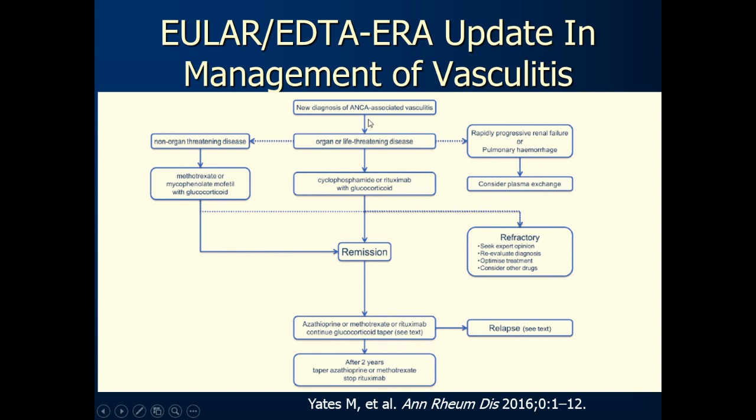So patients with a new diagnosis of ANCA-associated vasculitis with organ or life-threatening disease are treated with cyclophosphamide or rituximab with a corticosteroid or glucocorticoid. And then non-organ-threatening disease, methotrexate or mycophenolate. So we'll talk about those things. And then in terms of patients who have achieved remission, maintenance therapy involves azathioprine, methotrexate. And then the data on the rituximab is still coming, but is what's being looked at.